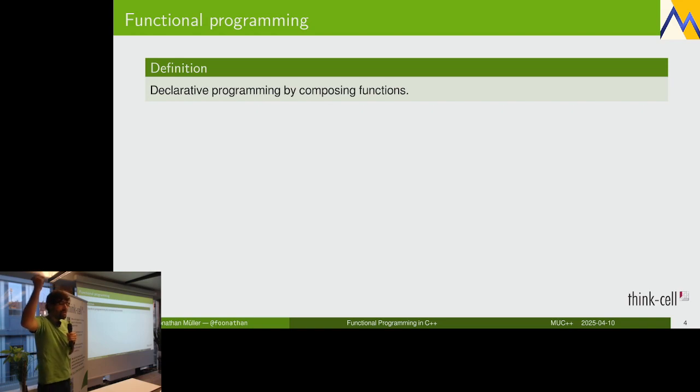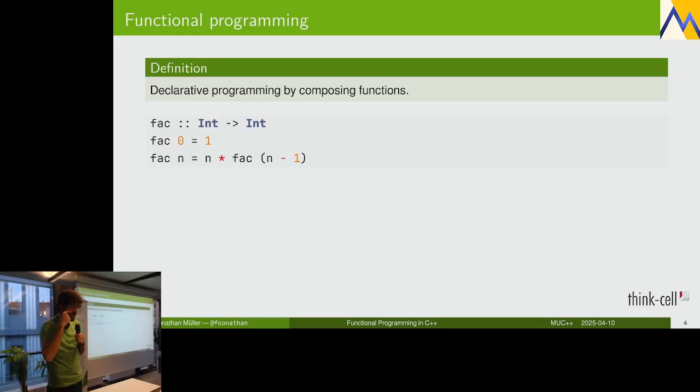Now, functional programming is declarative programming by composing functions. So it's declarative, but you compose functions. This is the only slide that will contain Haskell code, don't worry. This is a function in Haskell that computes the faculty. It takes an integer and returns an integer, and we specify rules. We say that the faculty of 0 is 1, and the faculty of n is n times the faculty of n minus 1. This closely matches the mathematical definition.